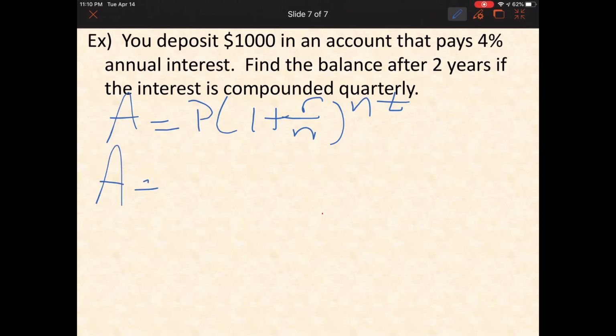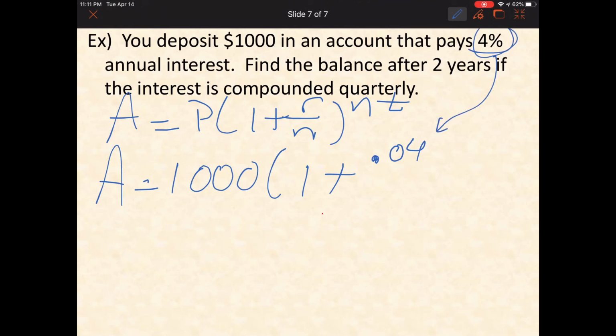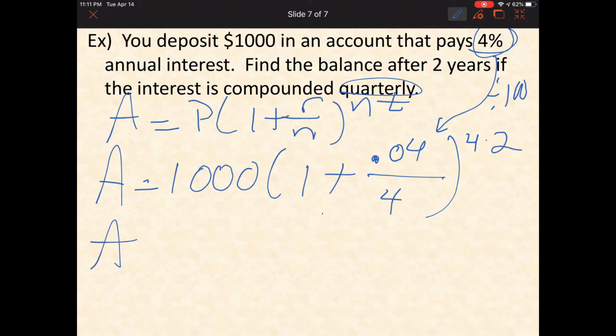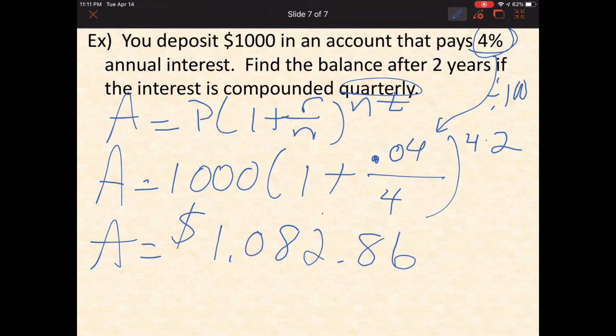A equals P, the initial amount, at 1,000, times 1 plus 4% divided by 100, which is 0.04, divided by quarterly, that's 4, raised to N, that's 4 times T, which is 2 years. If you just put this into a calculator, and I'm not going to waste your time doing it for you, you just type it in the calculator exactly as you see it, you'll get $1,082.86.